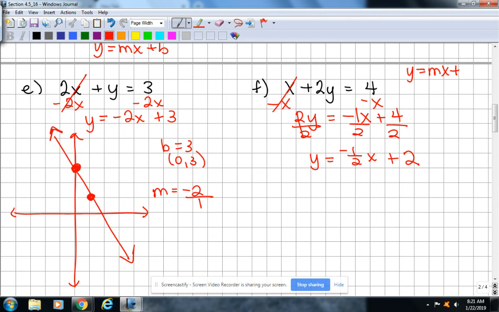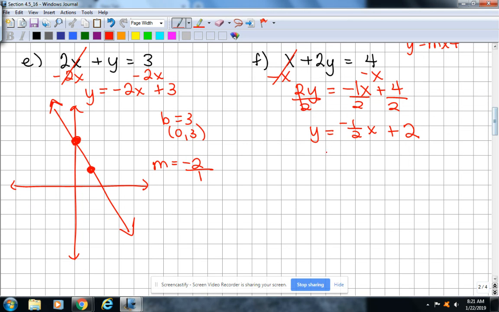Okay. So any questions about how we got that one in slope-intercept form? Mm-hmm. So let's draw our graph. Oh, straight lines, Mrs. Wolf. Today is not my day for straight lines, apparently.